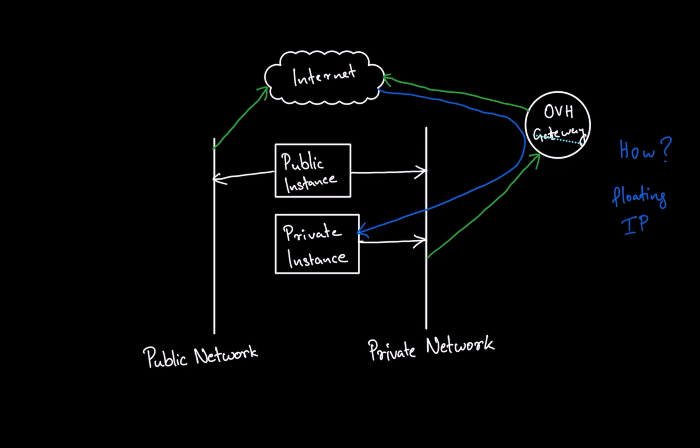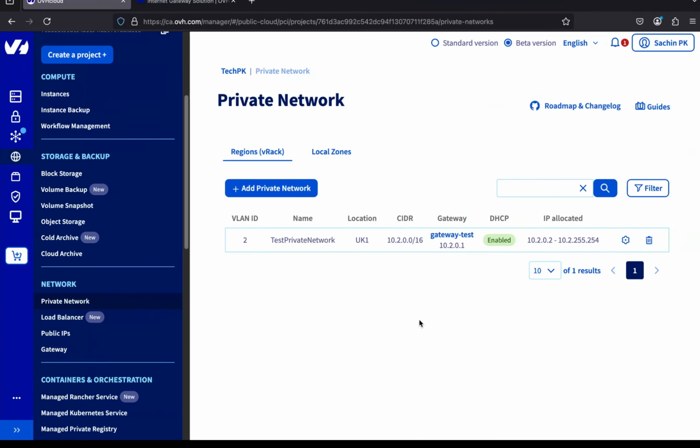OVH provides a feature called Floating IPs. These are public IP addresses that can be assigned to cloud servers, allowing them to be accessed from the internet through this IP. Let's go to the OVH console and create a floating IP for our private instance. Click on Public IPs from the left side panel.